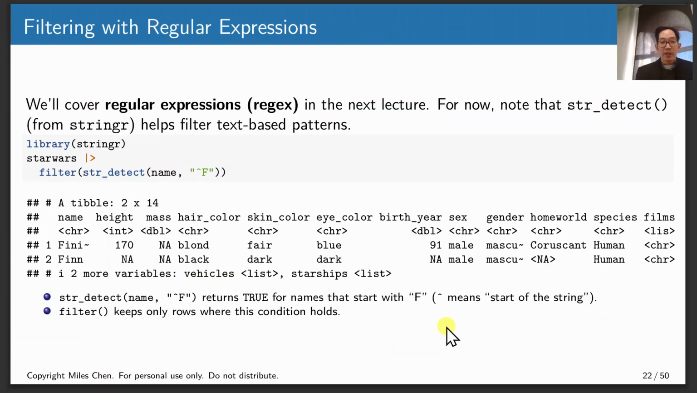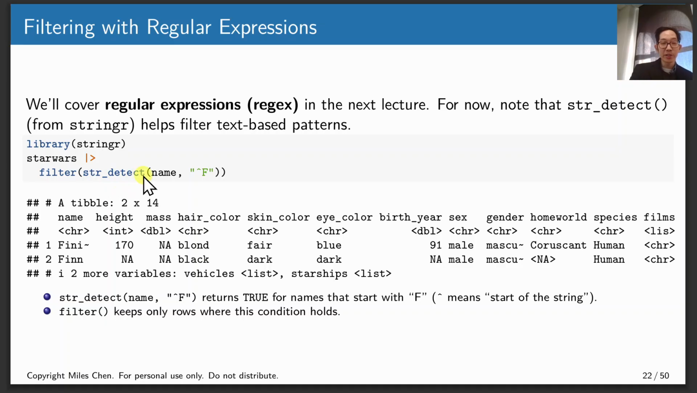Okay. You can also filter with, say, regular expressions, which, again, regular expressions are super powerful, and that will be in a future lecture. But for now, there is a function that you just need to be aware of called string detect. Okay, and string detect will return true and false depending on whether it finds a match to the regular expression I provided. Okay, so this regular expression caret F means starts with a capital F, and so if it detects that, it'll return true, and if it doesn't, it'll return false.